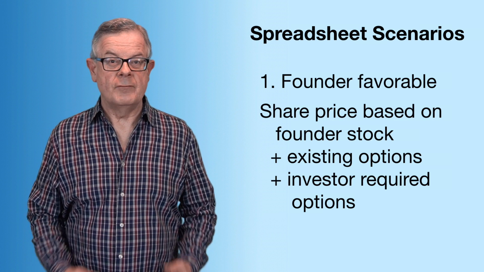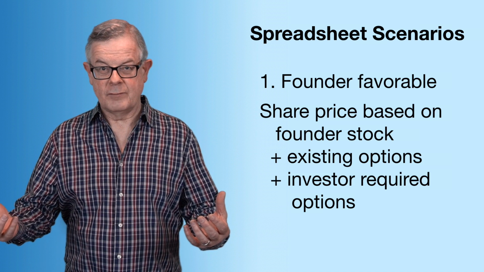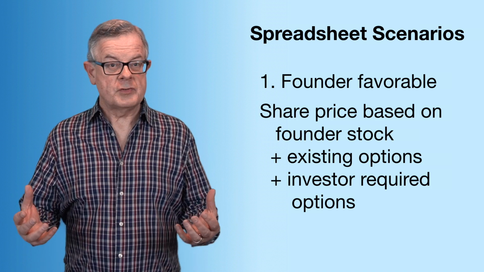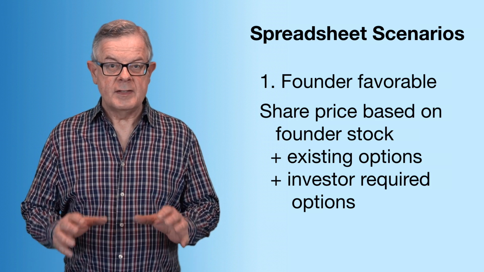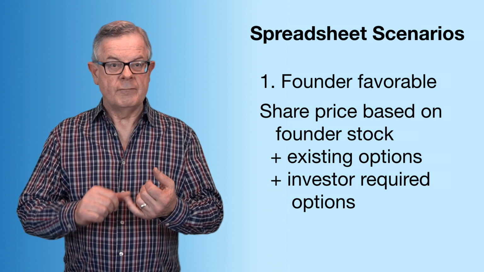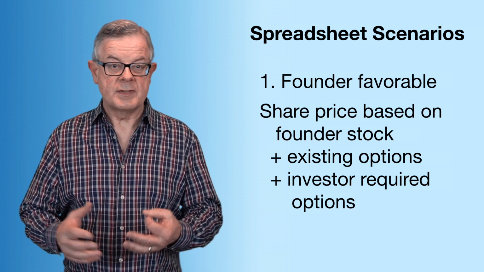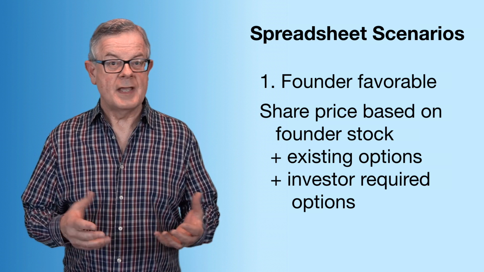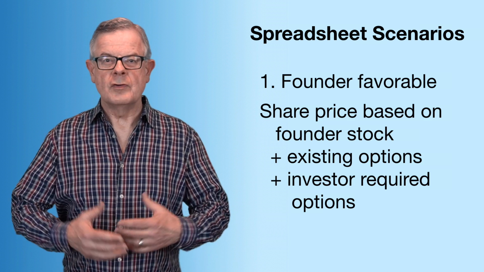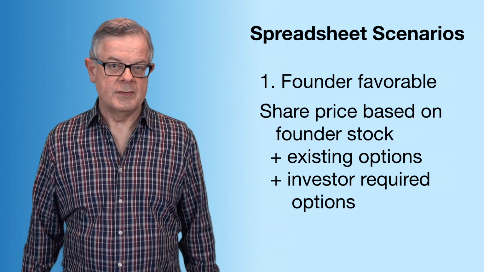So there are two scenarios covered in the spreadsheet that give you a founder-friendly version and a more investor-friendly version, so you can understand the range of possibilities in your funding. The first one is the more founder-friendly one. This bases the share price on a fully diluted capitalization that includes the founder stock, any pre-existing options that have been committed, and any pre-existing options that have been allocated but not committed, plus any additional options that have been required by the Series A investor. By the way, we'll refer to the Series A as simply being the priced round that's going to convert all these convertible securities into stock.